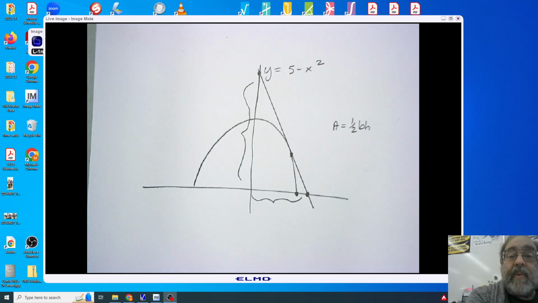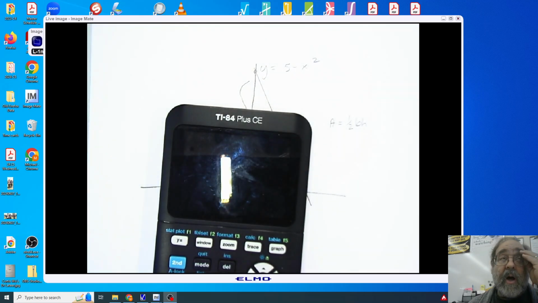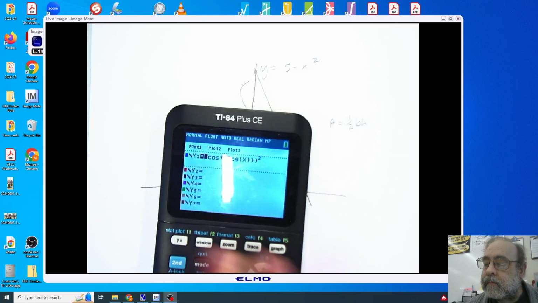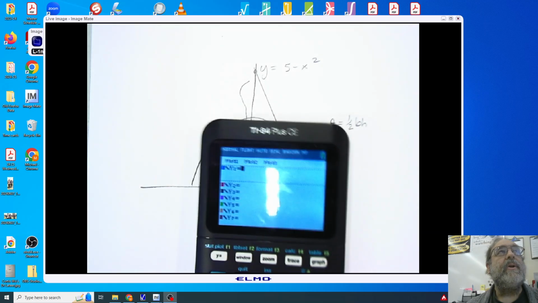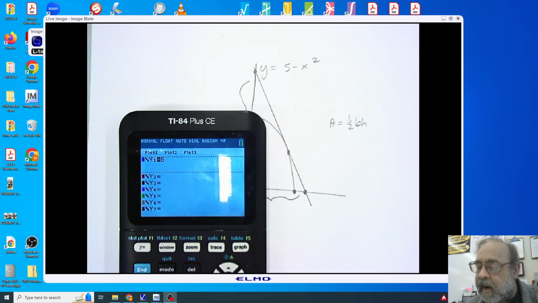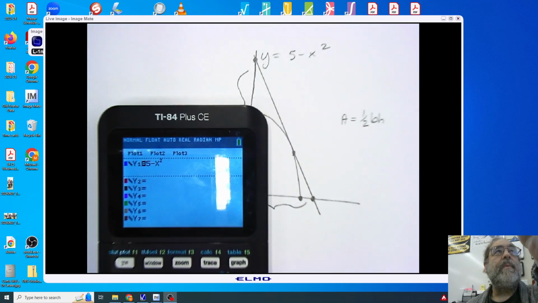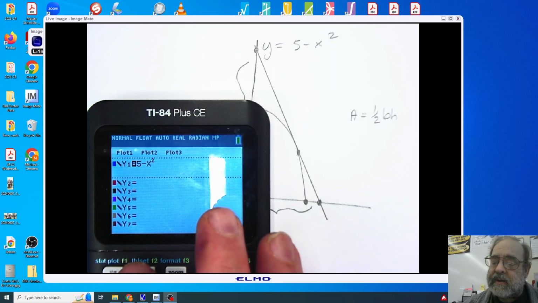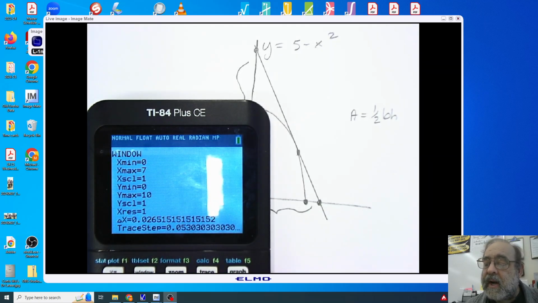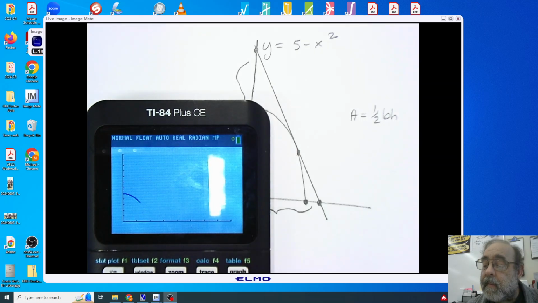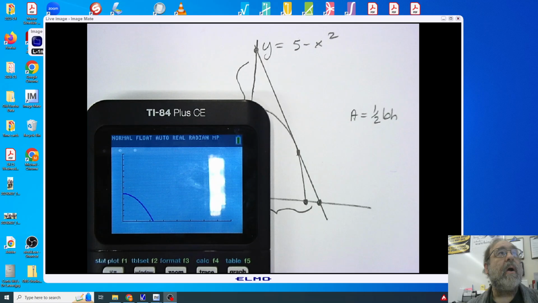So in order to do this, we're going to go to our calculator. We're going to turn on the calculator, and I'm going to make sure that I put into it 5 minus x squared. Let me zoom in just a little bit more for you. Now, when I do this, I want my window to start at 0, and I need to go to a reasonable value. So let's go to 8. And then I'm going to make sure that my window is from 0 to about 10 to 12. So here is my curve.